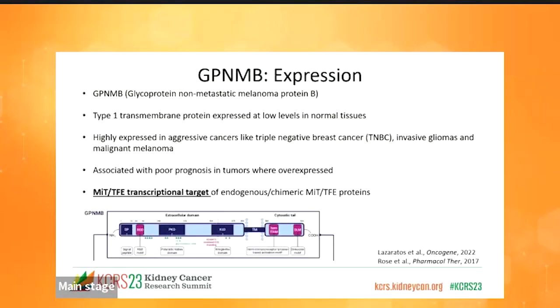So GPNMB, or glycoprotein non-metastatic melanoma protein B, is a type 1 transmembrane protein. As you can see from its structure, it has a pretty formidable structure. It has a large extracellular domain with multiple critical signaling motifs and a small intracellular tail that is important for kinase signaling. It's typically expressed at low levels in normal tissues, but it shows high expression in aggressive tumors like TNBC, gliomas, and malignant melanomas, where overexpression is associated with a poor prognosis. And most importantly, it has canonical M-box motifs in its promoter, making it a direct transcriptional target of the MiT/TFE proteins, TFEB and TFE3.